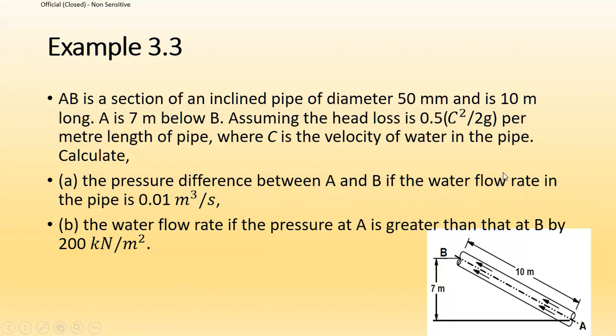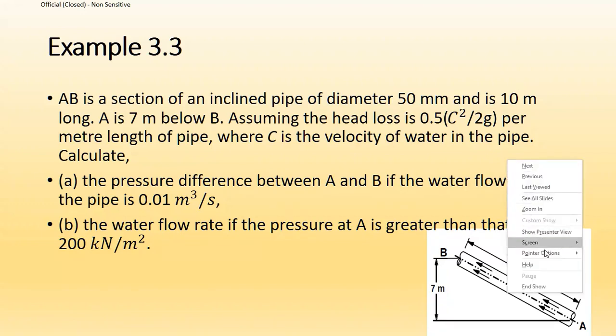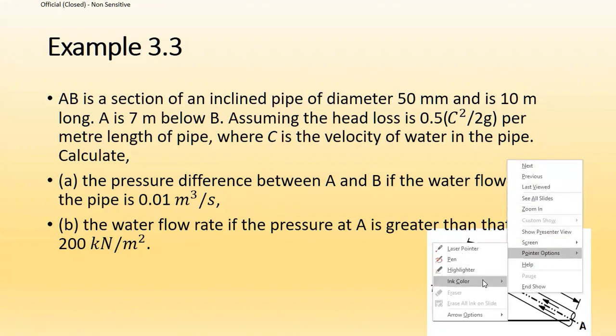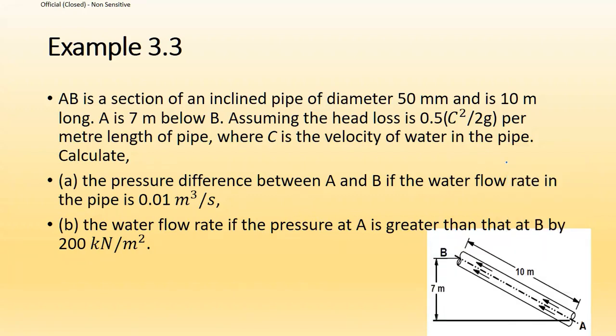We have an AB section, an inclined pipe. Diameter 50 mm and 10 meters long. A is 7 meters below B. Assuming that the head loss is given by this.